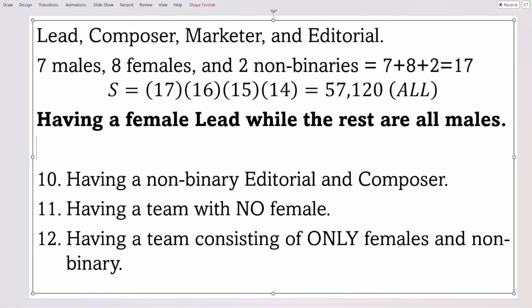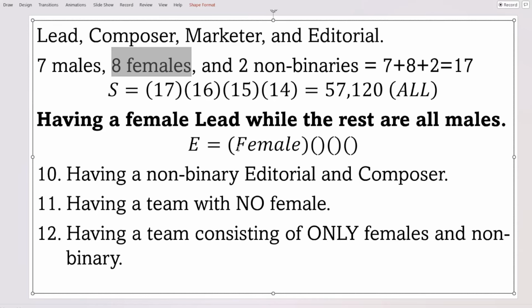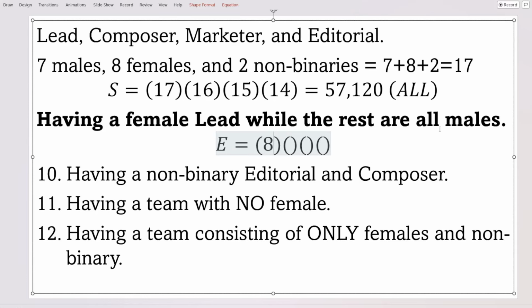So let's try the condition first. The event that we are looking for is that we want a female lead. So female. Now, how many females do we select from? As you can see from above, we have 8 females. So for the lead, we have 8 possible choices. And then the rest are all males, meaning this one is a male, this one is a male, this one is also a male. How many males do we choose from? Of course, we have 7 males here. So we put here 7.